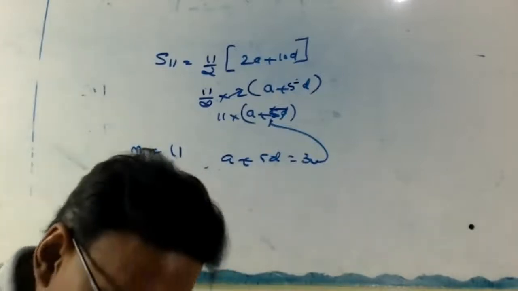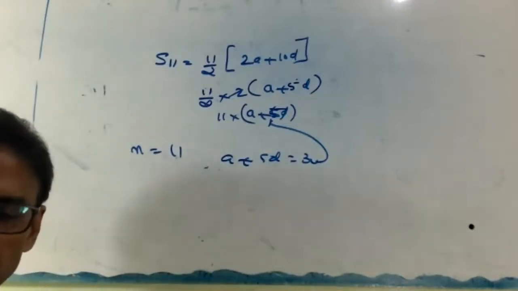Number of terms is an odd number. Middle term is what? (N plus 1) by 2.